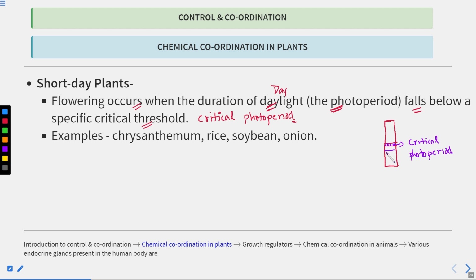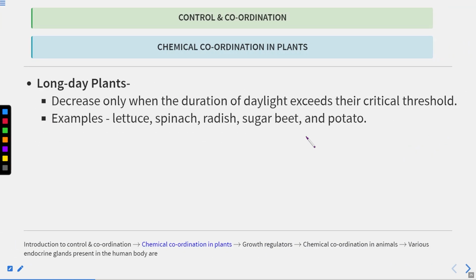So this should be the day length here. Okay, it is less than the critical photoperiod. So the day or the daylight or the day length is here less than the critical photoperiod. Okay, if the day length is above this critical photoperiod, then it will not flower. All right, this is clear. Examples are chrysanthemum, rice, soya bean, and onion. Clear? Now let's talk about the long day plants.